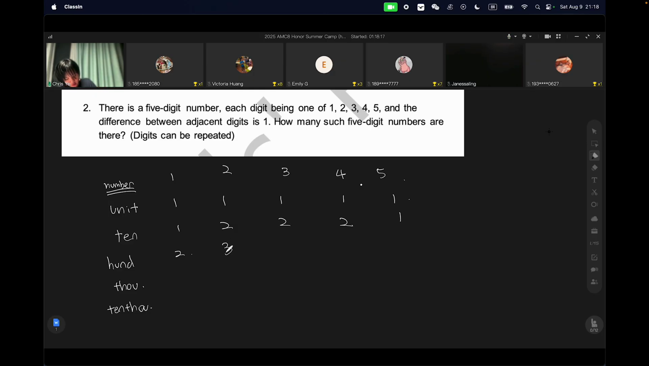And now, using the method, it will look something like this. And lastly, add them together. We have 3, 6, 6, 6, and 3, like this.